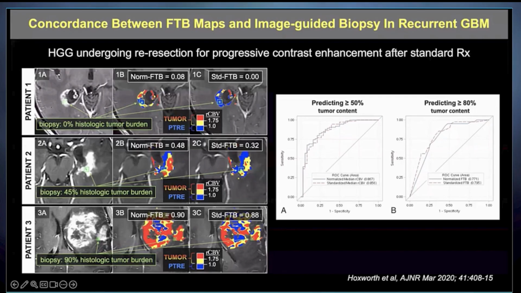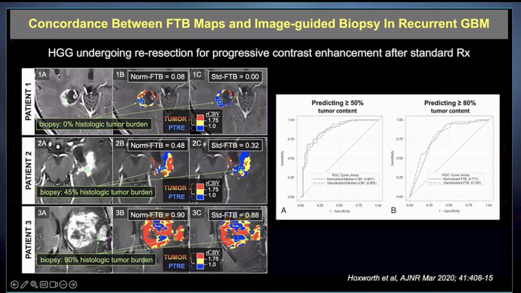And these are just some examples of FTB maps, simplified thresholded overlays corresponding with biopsy locations from 3 different patients. I should go back and say that these FTB maps are colorized based on thresholds: post-treatment effect with rCBV below 1.0, and here we chose to separate tumor into rCBV between 1.0 and 1.75, or rCBV above 1.75. But just know that if it's red or yellow, it represents tumor, and if it's blue, it represents post-treatment effect.